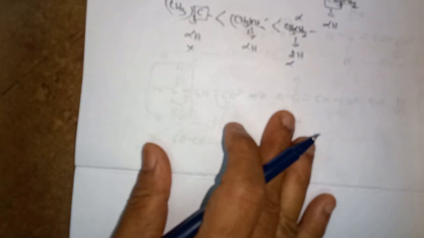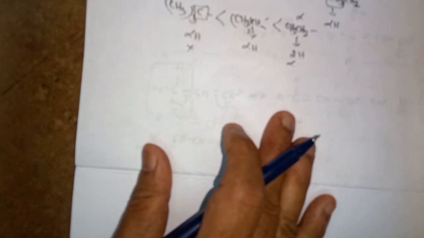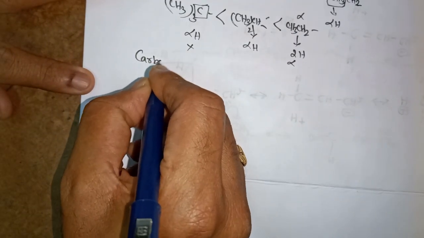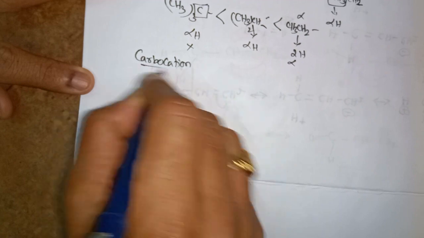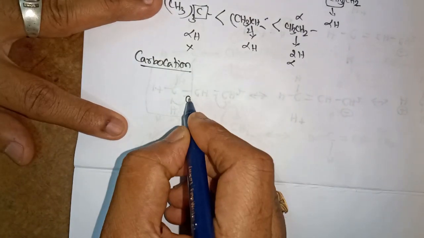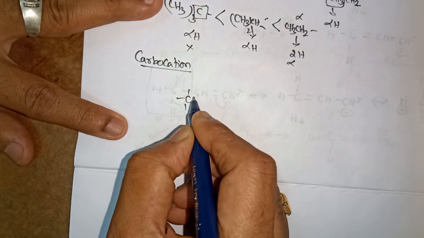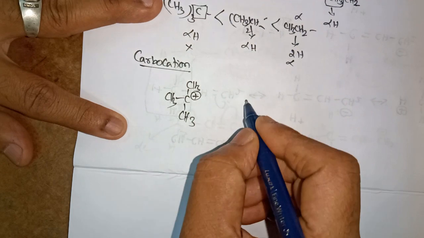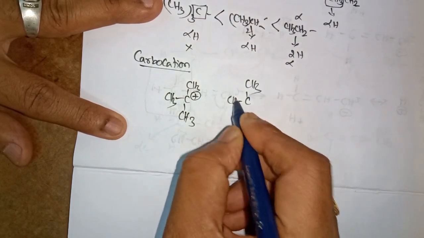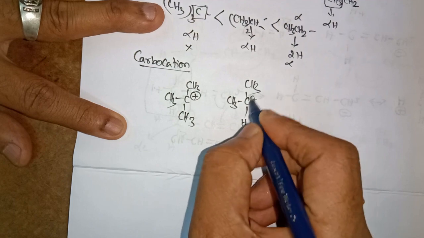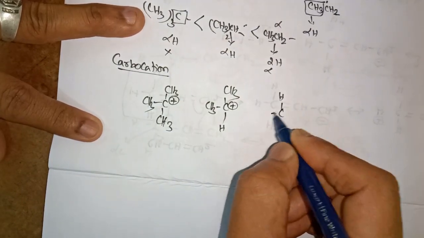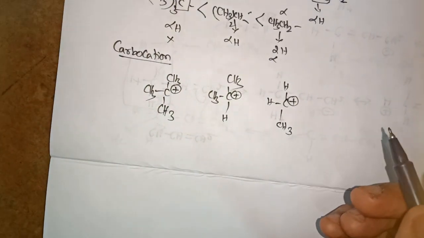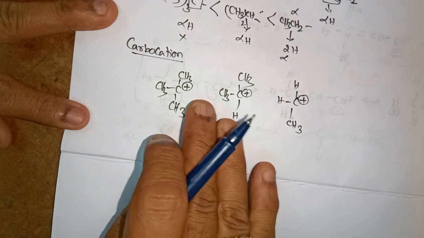Then I take carbonium ions. Carbocation is otherwise called carbonium ion. I take the tertiary carbonium ion with CH3, CH3, CH3. The secondary has CH3, CH3, H. Then the primary has C, H, H, CH3. You find out in which carbocation the stability is higher.